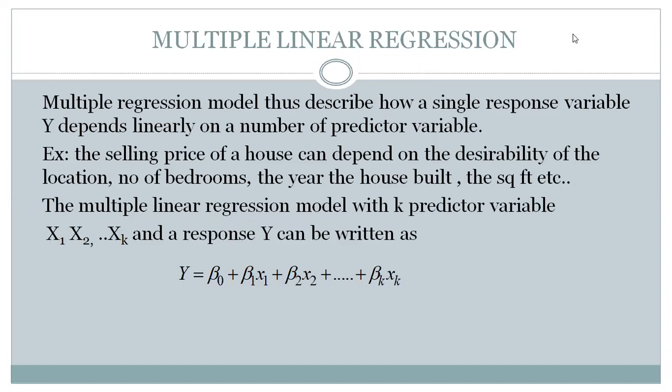And multiple linear regression. The multiple regression model is somewhat a higher level than the regression model, which describes how a single response variable y depends linearly on a number of predictor variables. For example, the selling price of a house can depend on the desirability of the location, number of bedrooms, the year the house was built, the square feet, etc. So here, y represents the selling price of a plot, x1 represents the location, x2 the number of bedrooms, x3 when the house was built, x4 the square feet, etc.